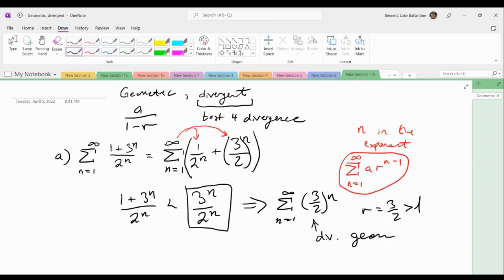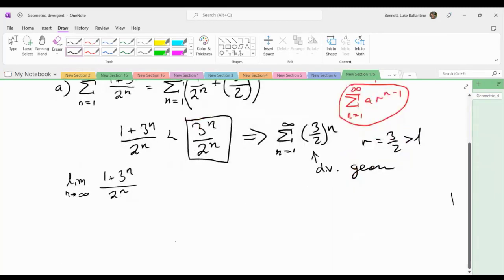Yeah, I'm having trouble reasoning why this is divergent. But I guess what you could do, yeah, here's what you would do. You would use the test for divergence. So you just do the limit as n goes to infinity of (1 plus 3 to the n) over 2 to the n. And then this is infinity over infinity. But I guess we could use L'Hopital's if we think of a function.